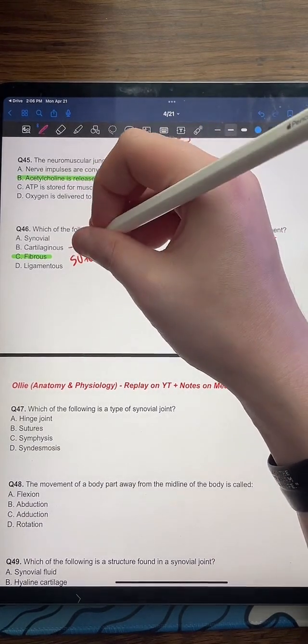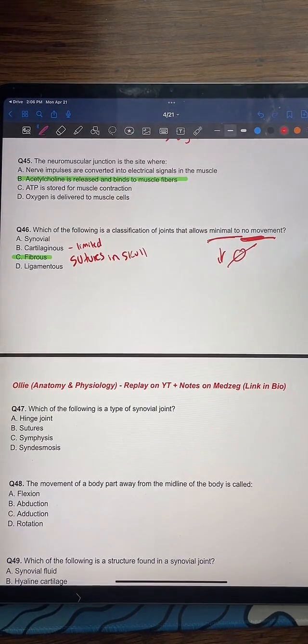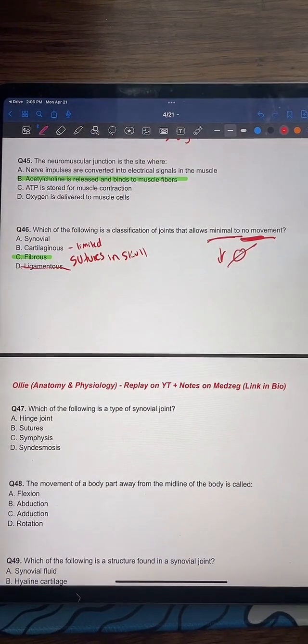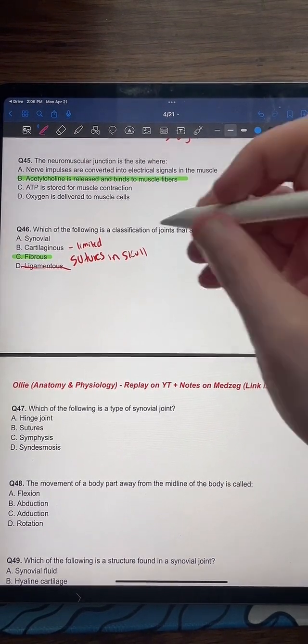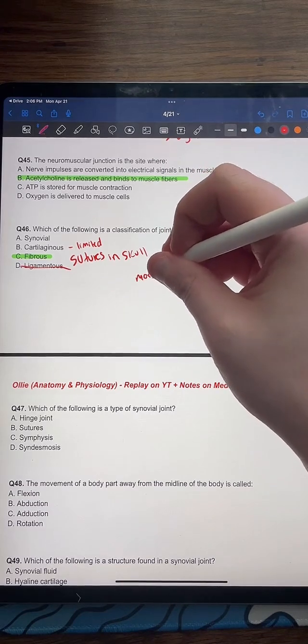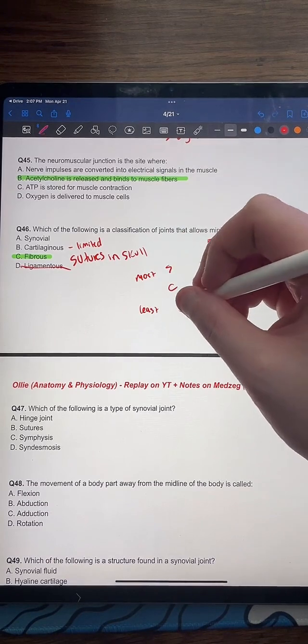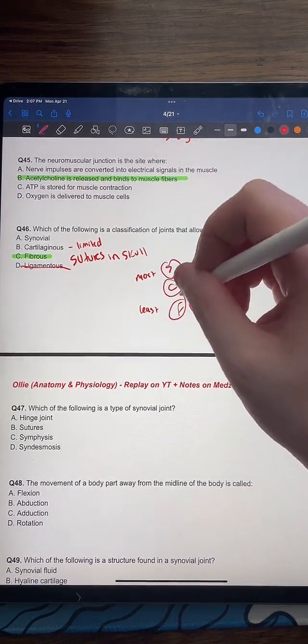Cartilaginous are limited. This is more so for limited movement. It's very limited. They are more flexible than fibrous joints. Ligamentous, this is just not one. And synovial are basically for this wide range of movements. They're the most mobile joint type. So it typically goes from most to least. It goes synovial, cartilaginous, and fibrous this way. I'm just abbreviating for those.